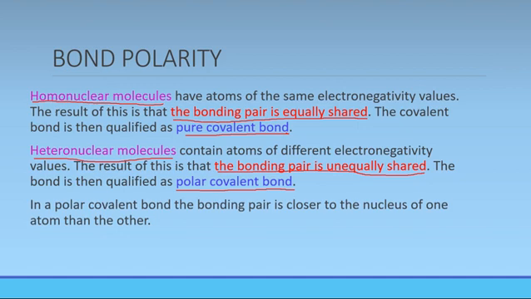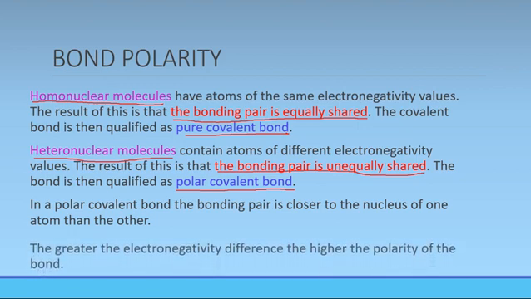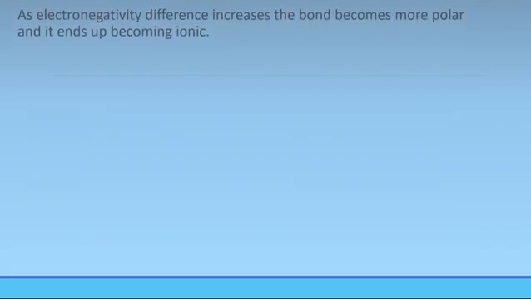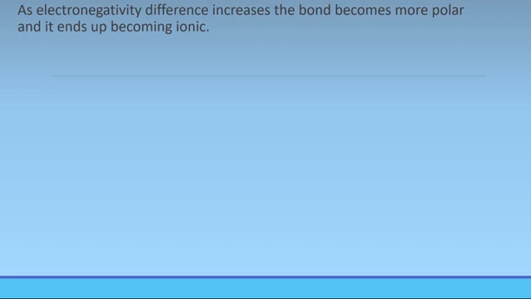In a polar covalent bond, the bonding pair is closer to the nucleus of one atom than the other. And the greater the electronegativity difference, the higher the polarity of the bond. As the electronegativity difference increases, the bond becomes more polar and eventually it ends up becoming ionic. As the electronegativity difference increases, the covalent character of the bond reduces and the ionic character of the bond increases.